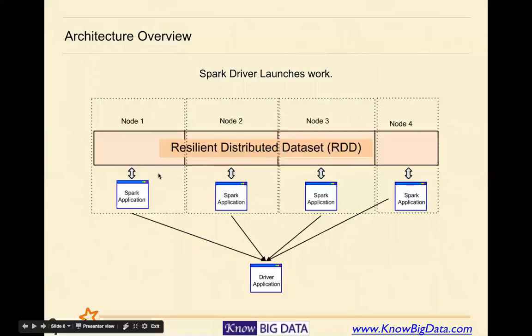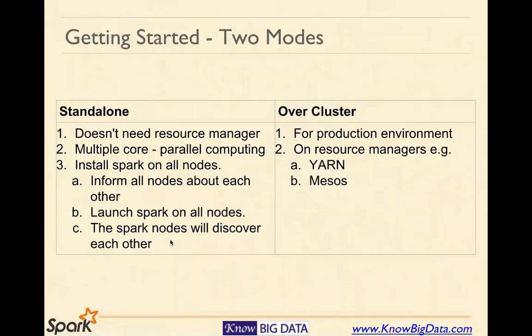When we execute something, the Spark application runs on every node, processing the partition. This is called a partition. The RDD has partitions, and partitions have records. All right. So Spark runs in two modes. One is called standalone. It does not need any kind of resource manager, and you can run standalone either on one machine or even on multiple machines.